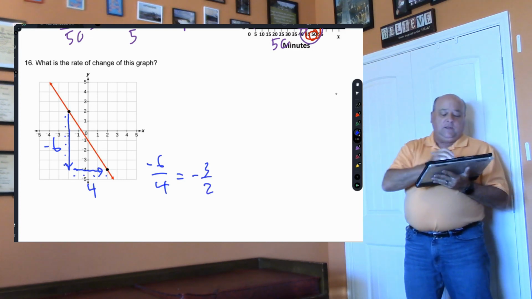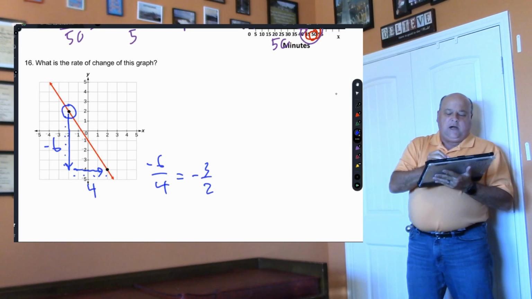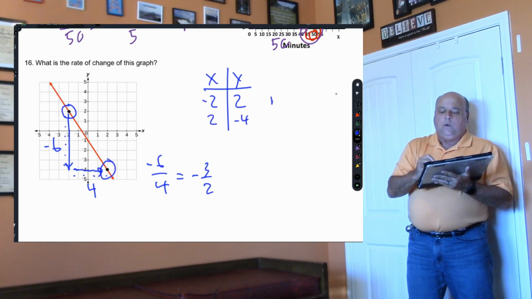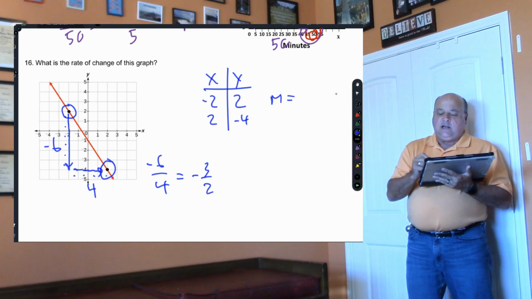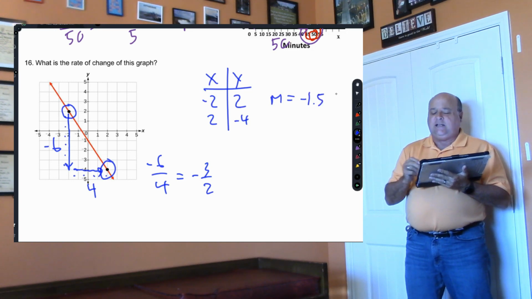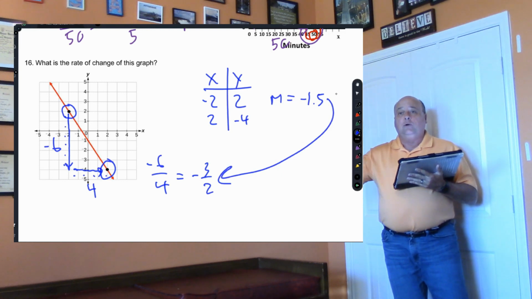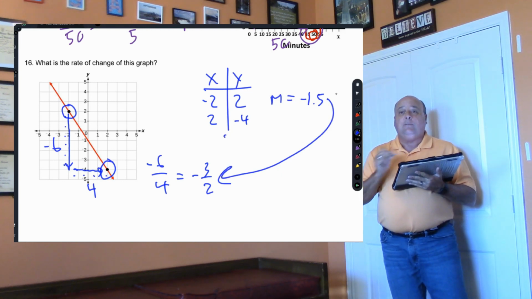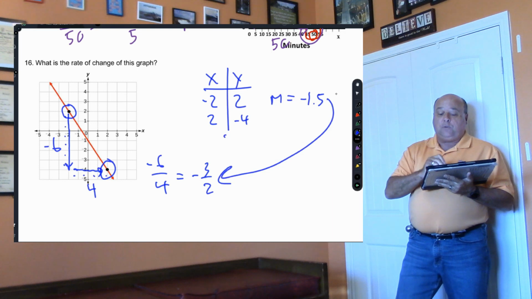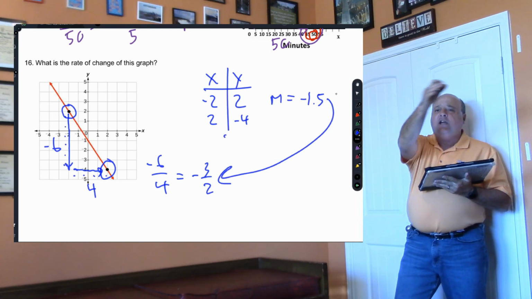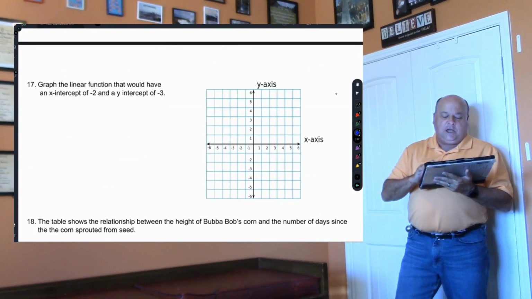The other way to do this is to get this ordered pair, make a t-chart, which is negative 2, 2, and then this ordered pair is 2 comma negative 4. You would put that into the t-chart, and you would get negative 1.5 as a decimal, which would turn into negative 3 over 2. So you would run a linear regression with this table. So make sure you can put this in a table if you can't do the slope triangle. Continuing on, turn the page.